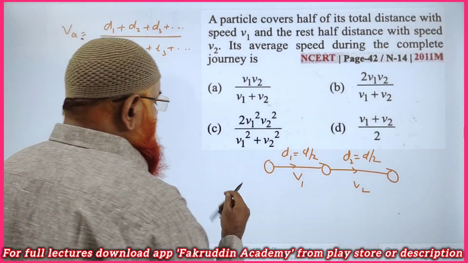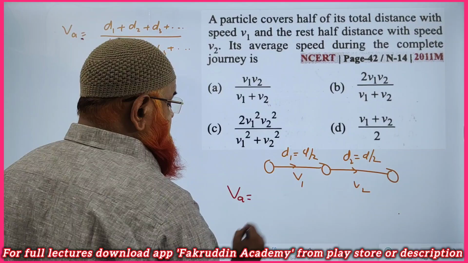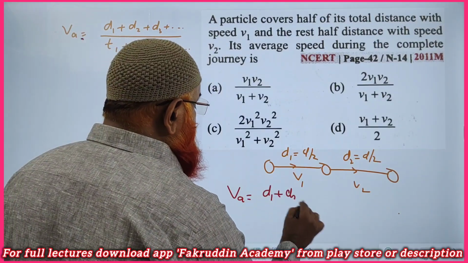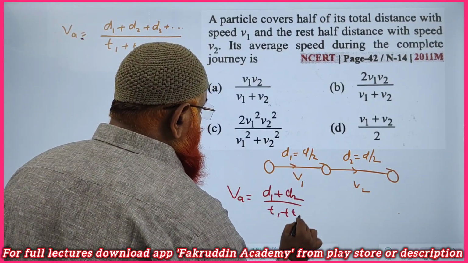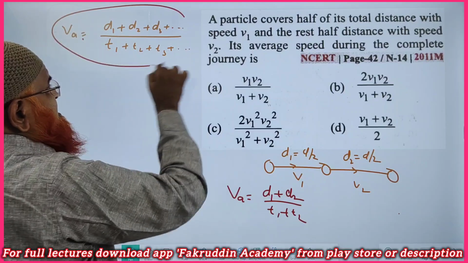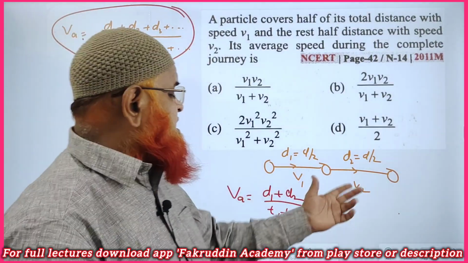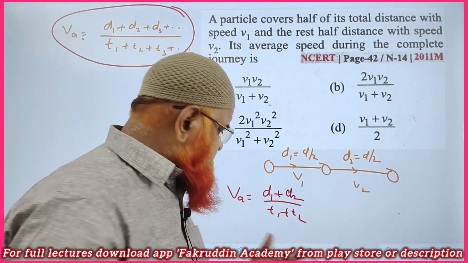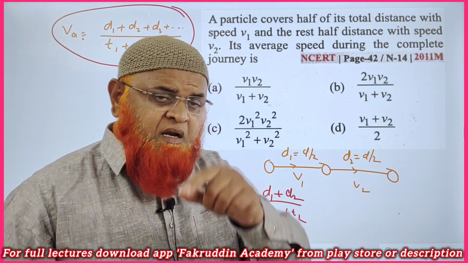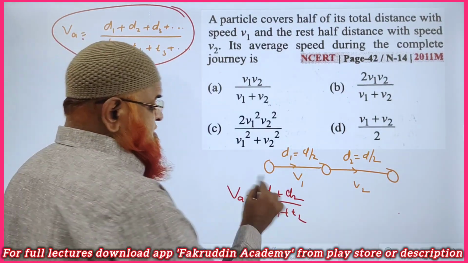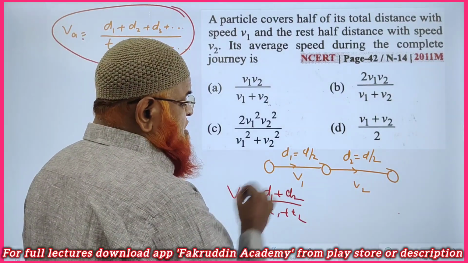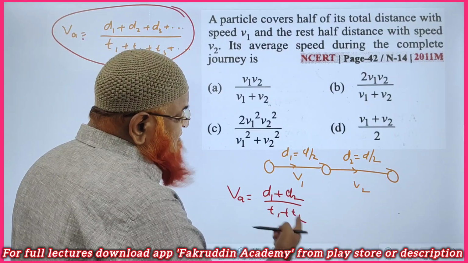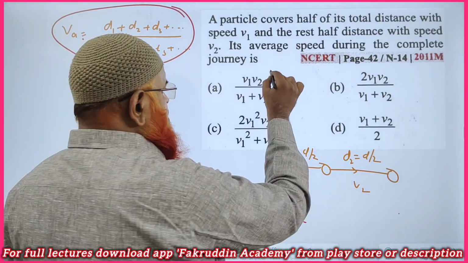You all know the formula: V average is nothing but (d1 plus d2) by (t1 plus t2). This is for n terms, and only two cases are given, that's why we write d1 plus d2 by t1 plus t2. Now, here there is no discussion of time, so you have to replace these times.